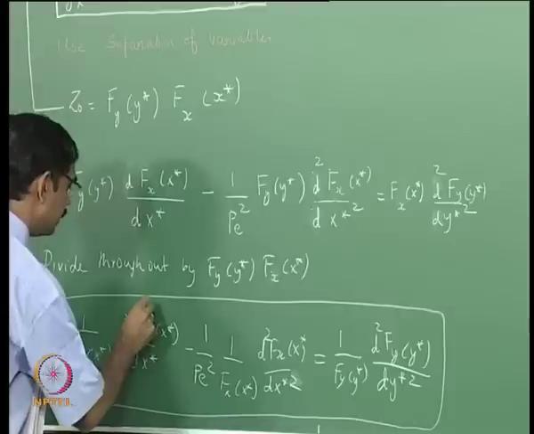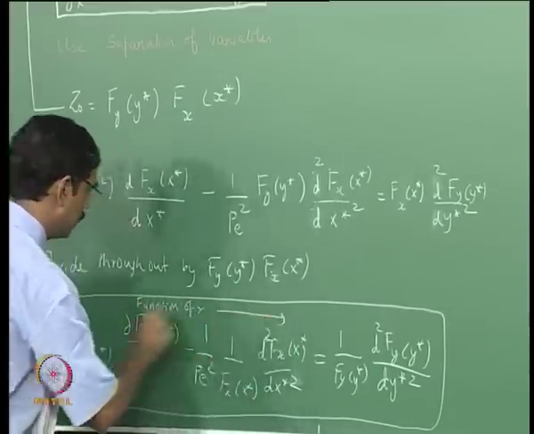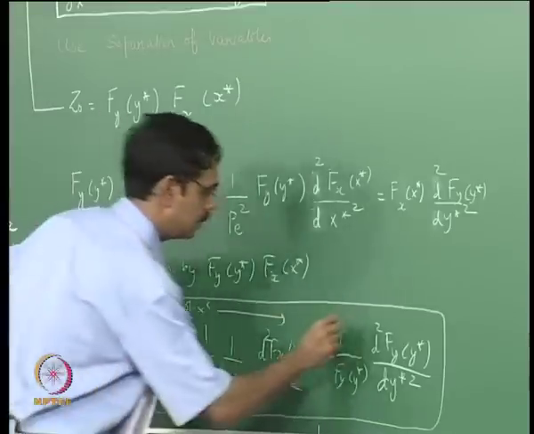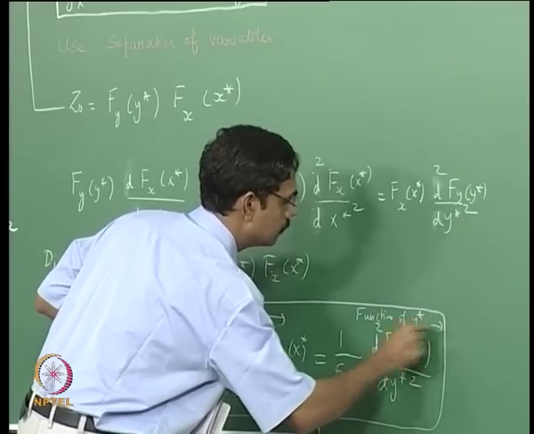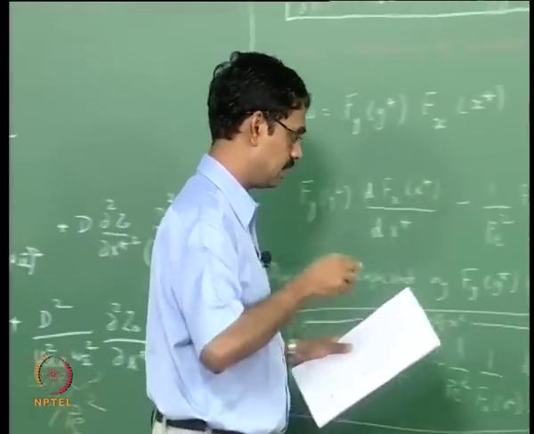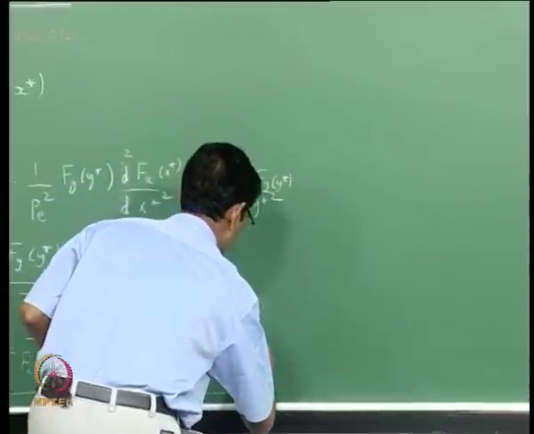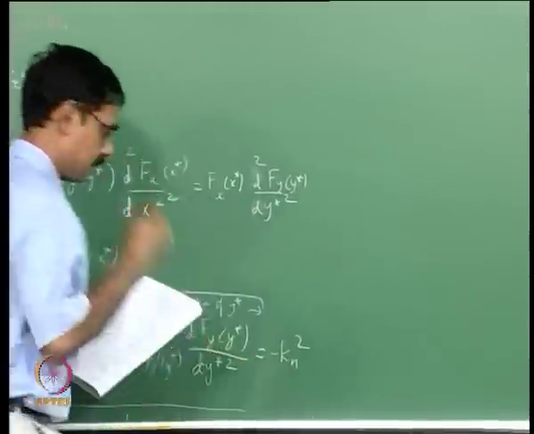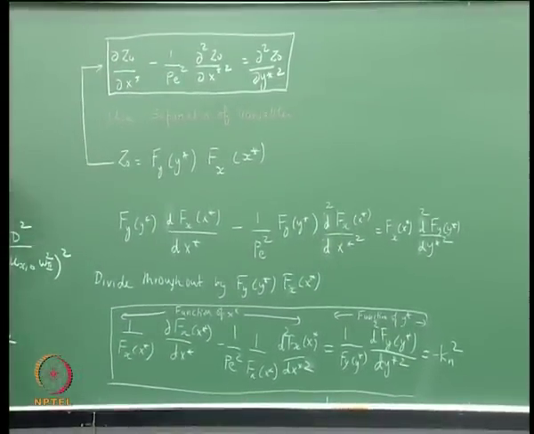So the left hand side is a function of x, this part x star actually, and this is a function of y star. So if a function of x star equal to a function of y star, then both functions should be equal to a constant. So we then say this is equal to minus kn squared. Minus sign is simply for convenience, there is no need to put it, but I mean just style, you can put the other one and you will get the same result.